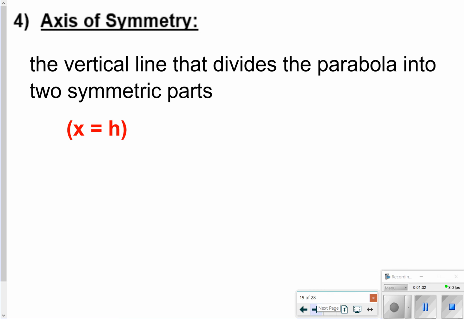Number 4 talks about your axis of symmetry, and we kind of talked about this in the previous video as well. That's the vertical line that divides the parabola into 2 symmetric parts, and you can always find the axis of symmetry as long as you know what h is equal to. Whatever h is will be your axis of symmetry on the x-axis. Let's go ahead and pause number 4 so you can copy it down, and then when you're ready, click play.